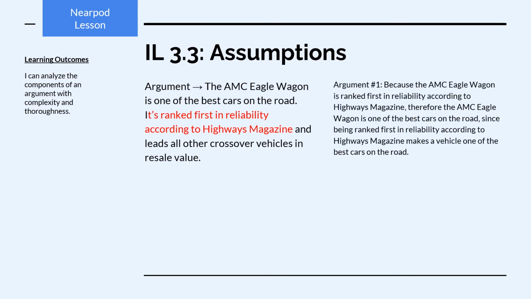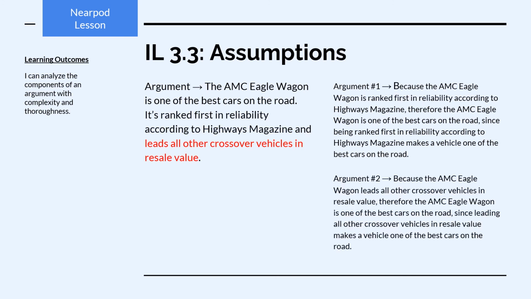So my first argument is that because the AMC Eagle wagon is ranked first in reliability according to Highways magazine, therefore the AMC Eagle wagon is one of the best cars on the road, since being ranked first in reliability according to Highways magazine makes a vehicle one of the best cars on the road. So I've got my evidence because statement, my claim therefore statement, and my since statement identifies the assumption there. Here's the other argument.